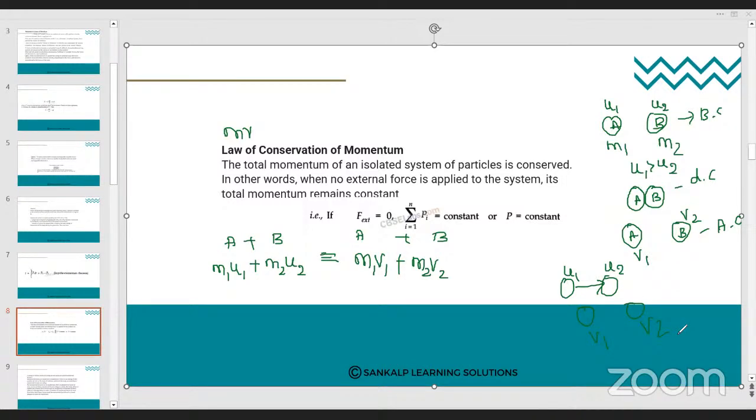Okay, ma'am. Okay, done. So this is the law of conservation of momentum and the formula. Note down the formula if you don't have it in your notes, so that we can go to the next point.